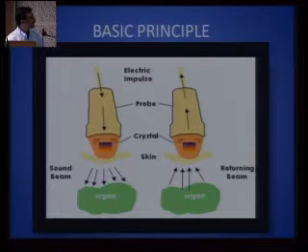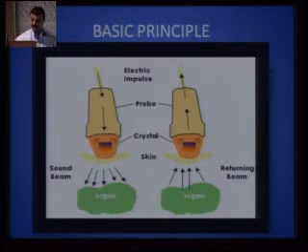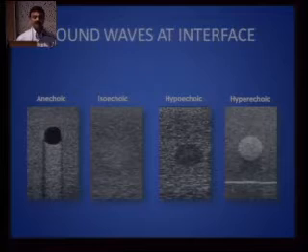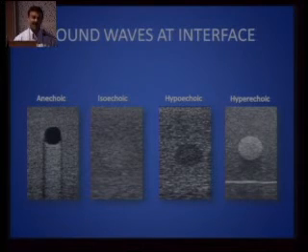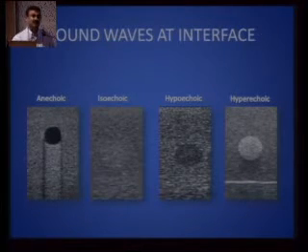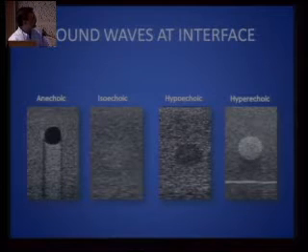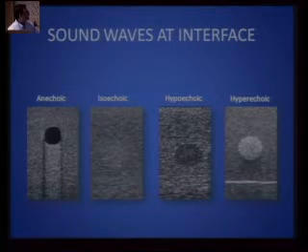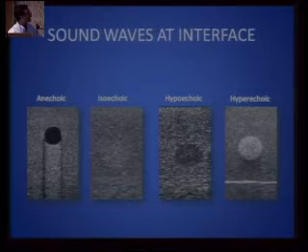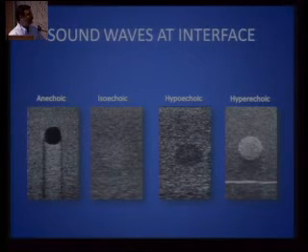Upon reaching the organ, a portion of these sound waves are returned, and this returning beam is also called an echo. And it is captured by these crystals and transmitted to the screen to be displayed as an image. So depending on the sound waves at the interface, the structure that you wish to image could be totally dark in relation to the surrounding structure, in which case this is called anechoic.